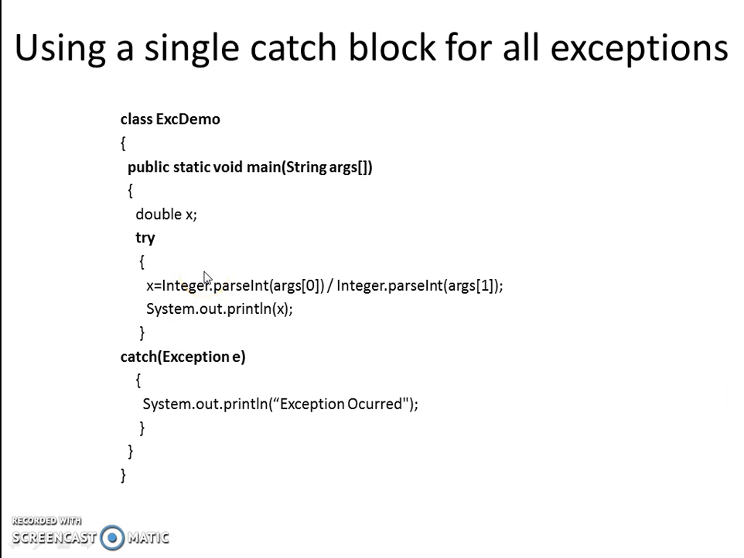a single catch block is used to handle all kinds of exceptions thrown by this statement through the use of the Exception class. Now this Exception class is the parent class for all the classes such as ArithmeticException, ArrayIndexOutOfBoundsException, NumberFormatException. So any exception that is thrown here will be caught by this single catch block. So instead of writing multiple catch blocks, we can write a single catch block.